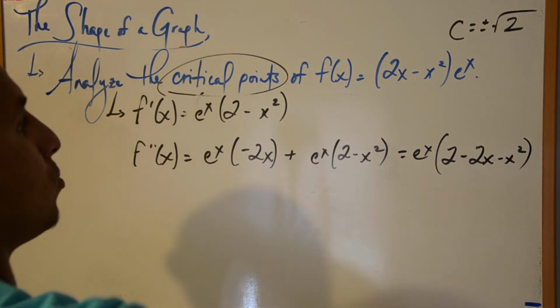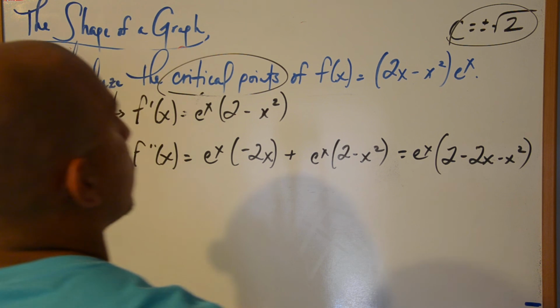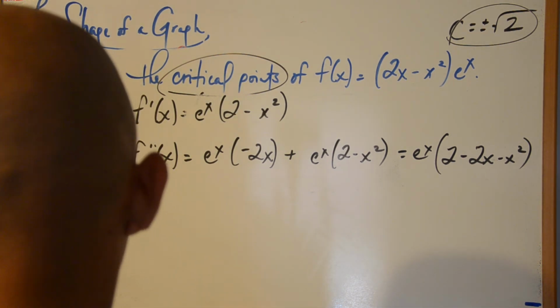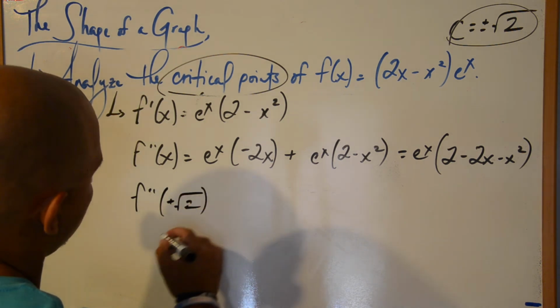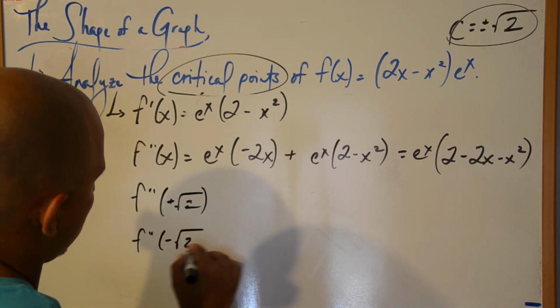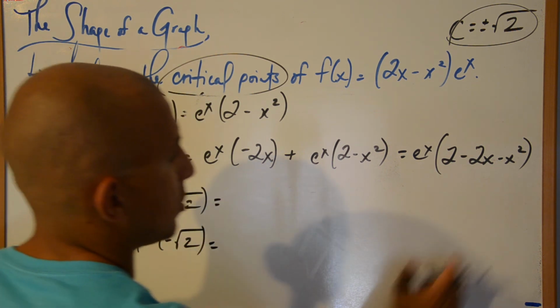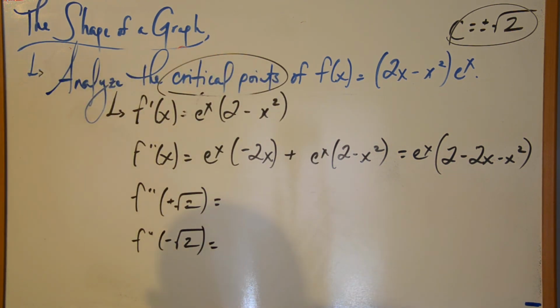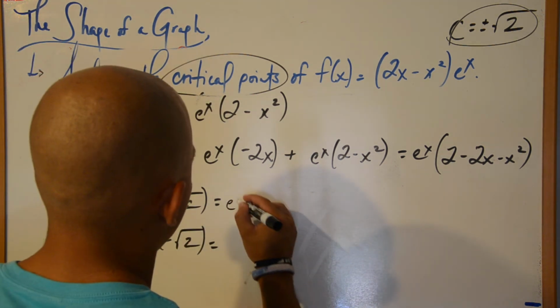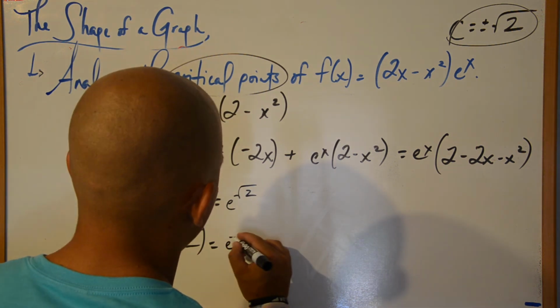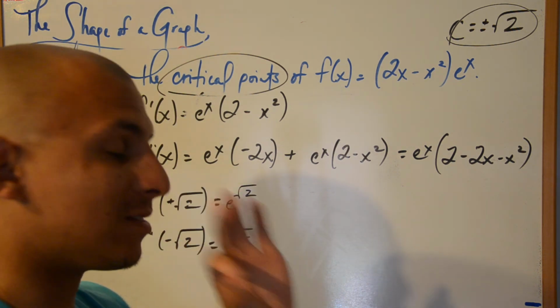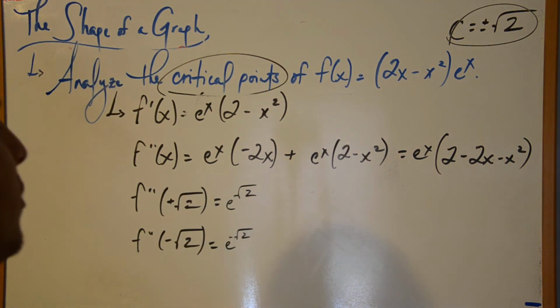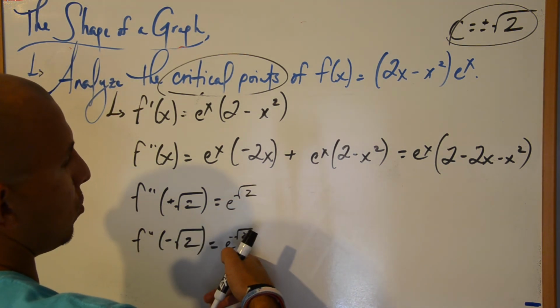So now once again we want to check these critical points: positive root 2, negative root 2, substituting into this function. It's going to look a little gnarly. Now we're going to have e to the root 2, e to the negative root 2. And once again, we're not concerned with output, we're just concerned with the sign, the behavior of the second derivative. These are both going to be positive.